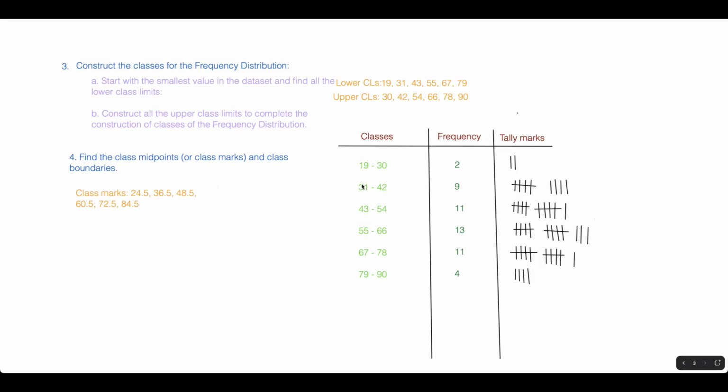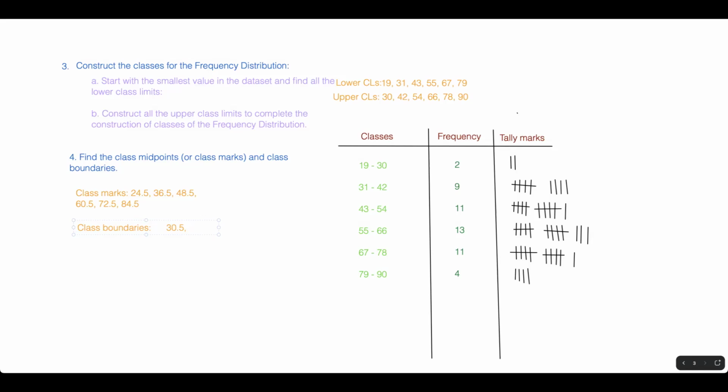So for example, this 30 and 31, the average of these two values is basically the first class boundary. In fact, it's a second class boundary because we should have one class boundary at the starting as well. So class boundaries are basically, we have one at 30.5, which is the average of 30 and 31, right at the middle of the upper limit of the first class and the lower limit of the second class.